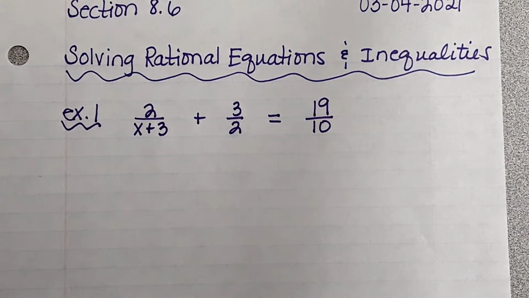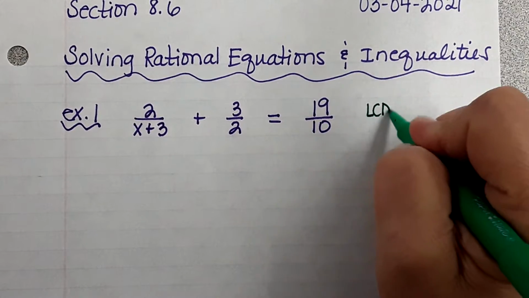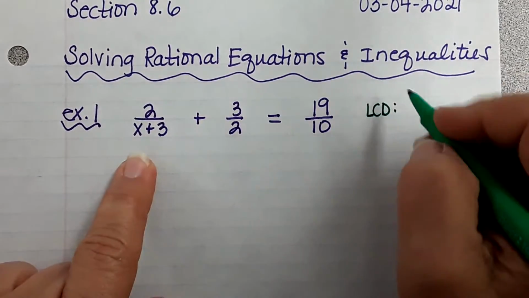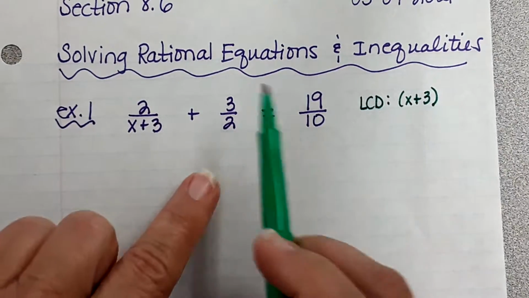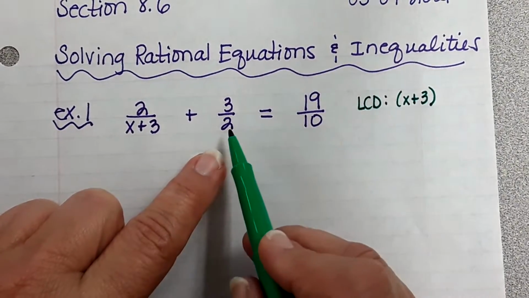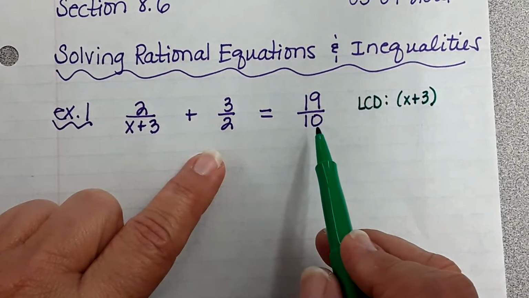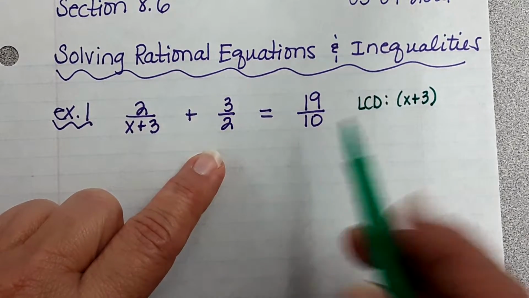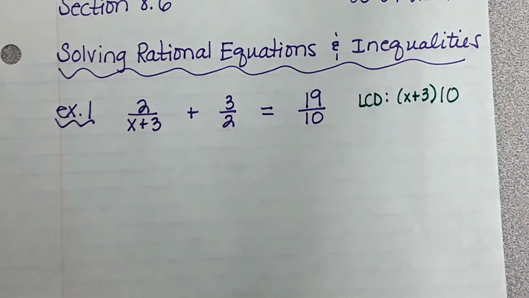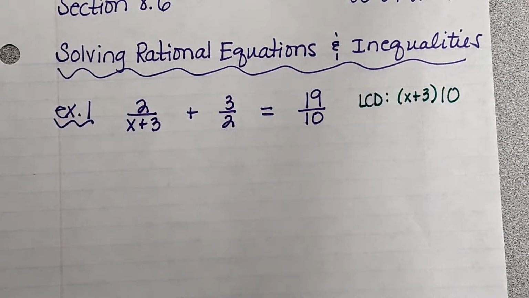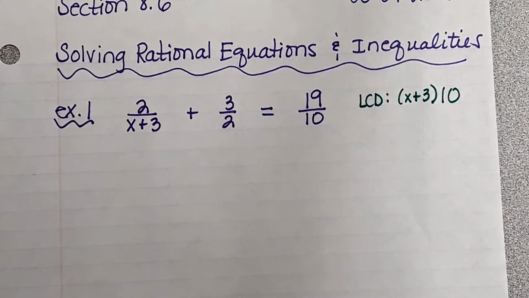Now, I want to show you something that might help you. So we know that the LCD is going to have an x plus 3. Now, I want you to look at the two numbers. Does 2 go into 10 evenly? Yes. Then we only need a 10. You could multiply everything by 20, and that's okay. You could say I need a 2 and I need a 10. That's fine.